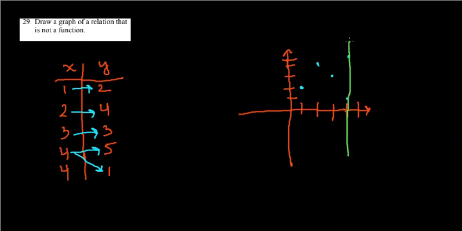In other words, if you were to draw a line straight down, it will hit 2 points of f of x. So this is f of x, or you can name this any function. Therefore, this relation is not a function. And I hope that's helpful.